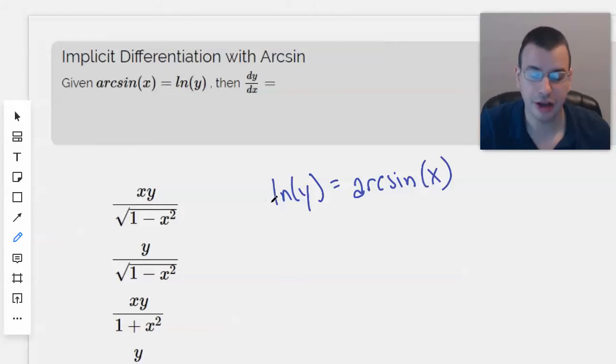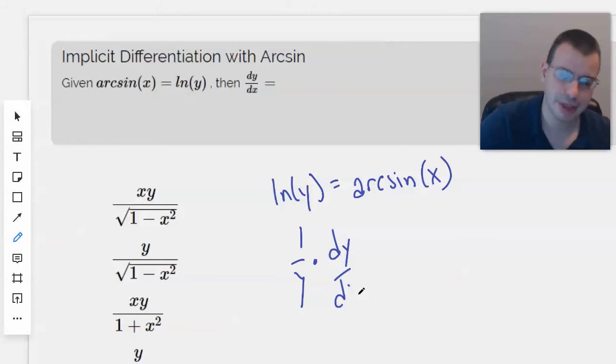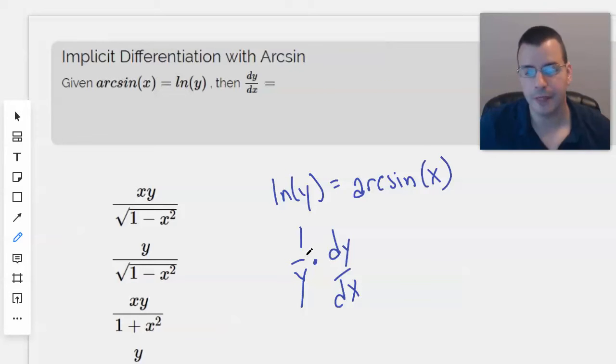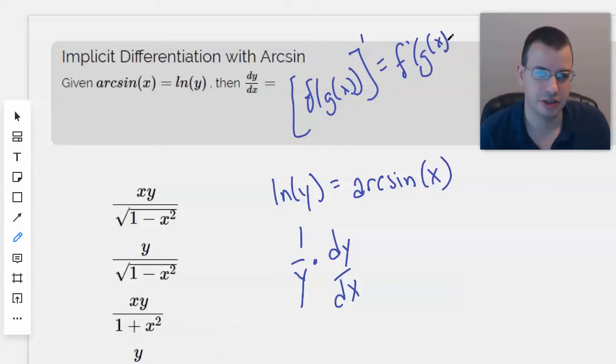Derivative of natural log of y would be 1 over y times dy/dx, because of the chain rule. You take the derivative of the exterior, natural log of y, so it'd be 1 over y, times the derivative of the interior, the derivative of y, which is dy/dx. So f of g of x equals f prime of g of x times, do I have enough space? Not enough space. Okay.